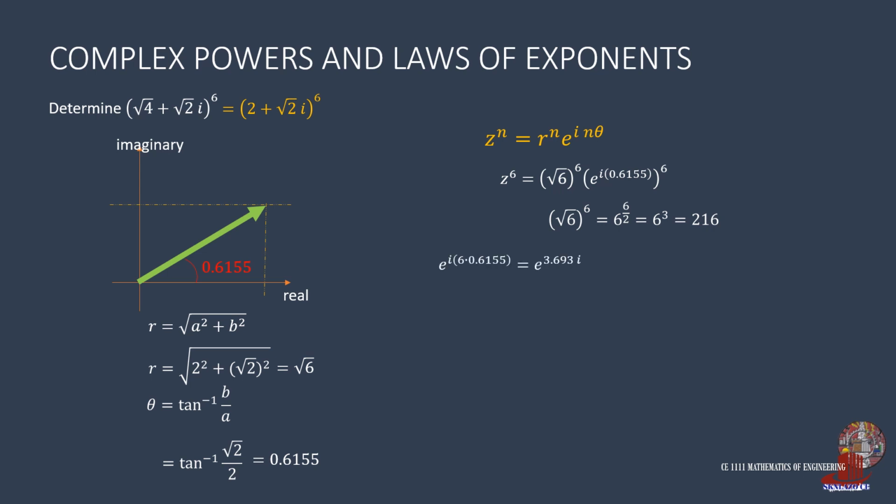e raised to i times 6 multiplied by 0.6155 also becomes e raised to 3.693i. The complex power z raised to 6 is then 216 times e raised to 3.693i.